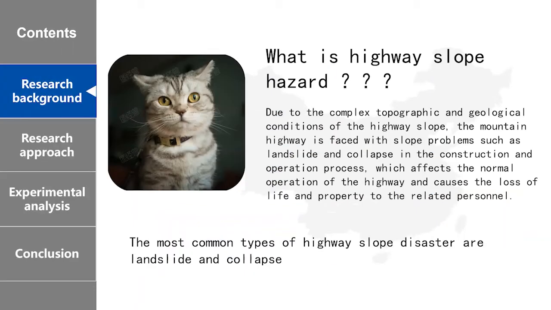So what is the highway slope hazard? It is explained like this. Due to the complex topographic and geological conditions of the highway slope, the mountain highway is faced with slope problems such as landslide and collapse in the construction and operation process, which affects the normal operation of the highway and causes the loss of life and property to the related personnel. The most common types of highway slope disaster are landslide and collapse.